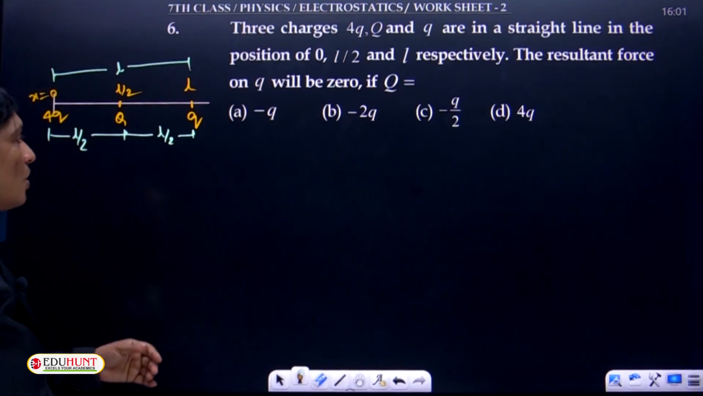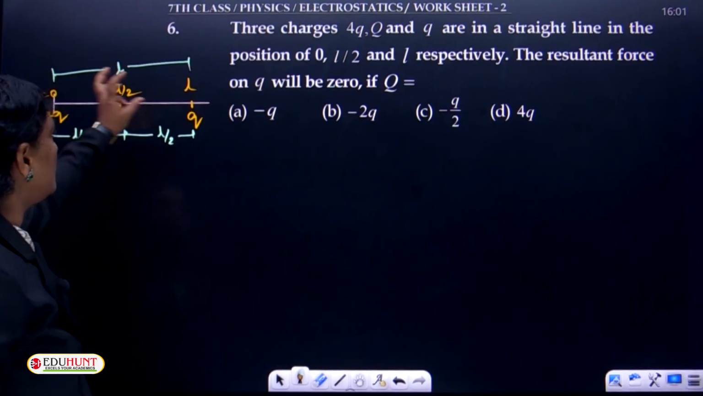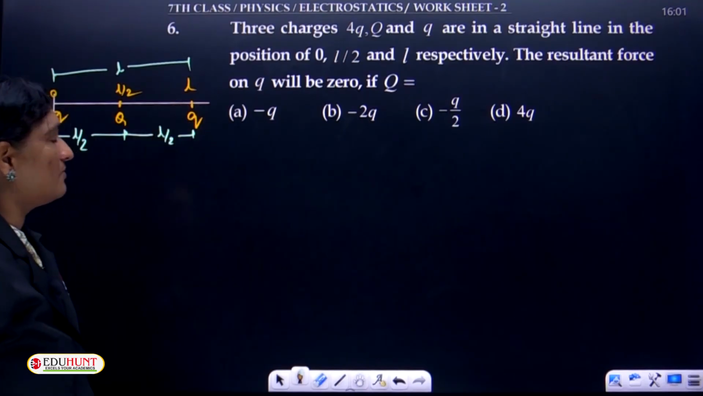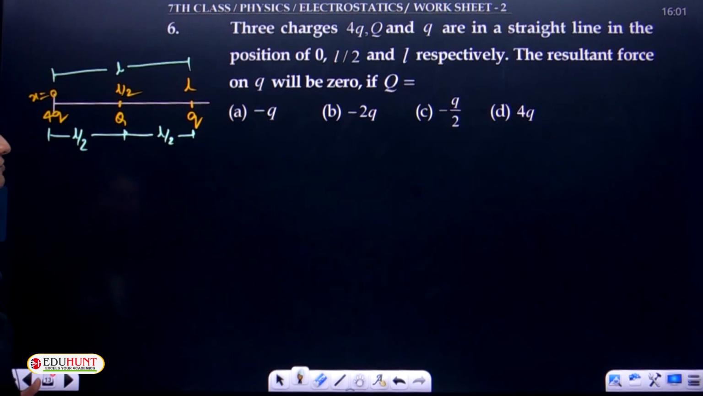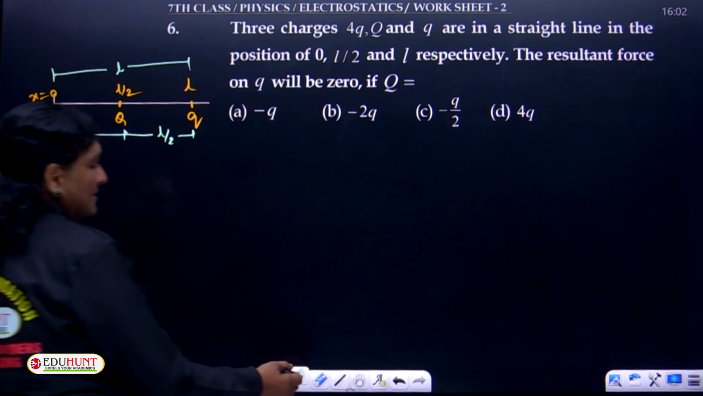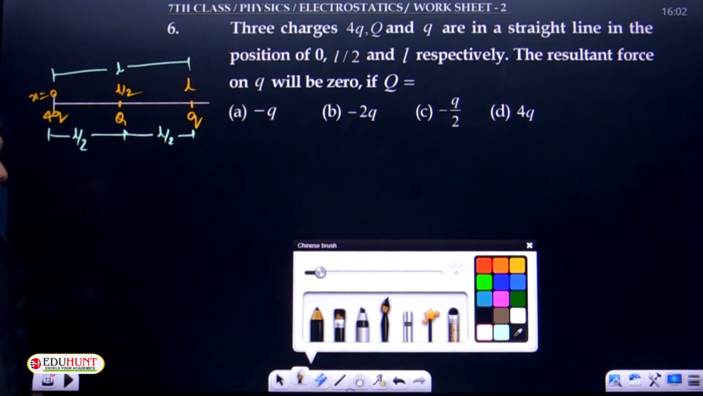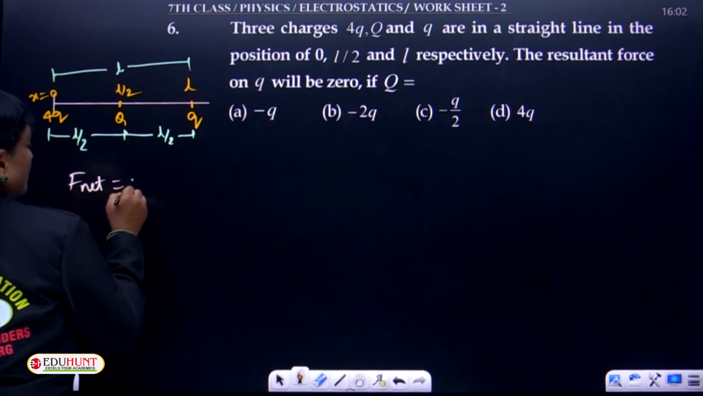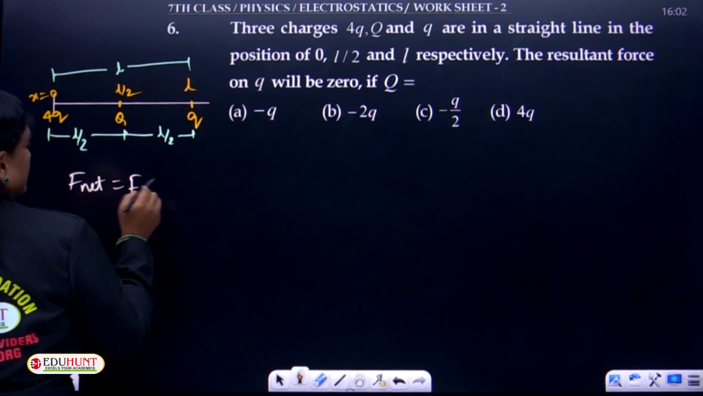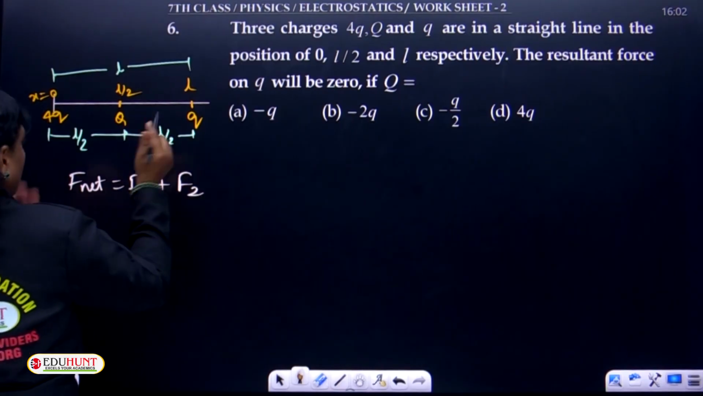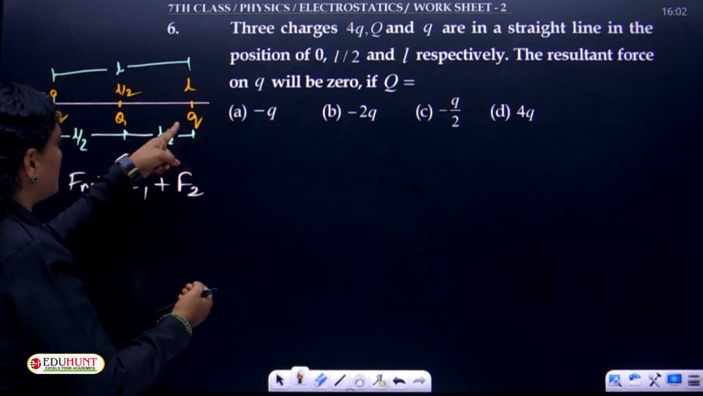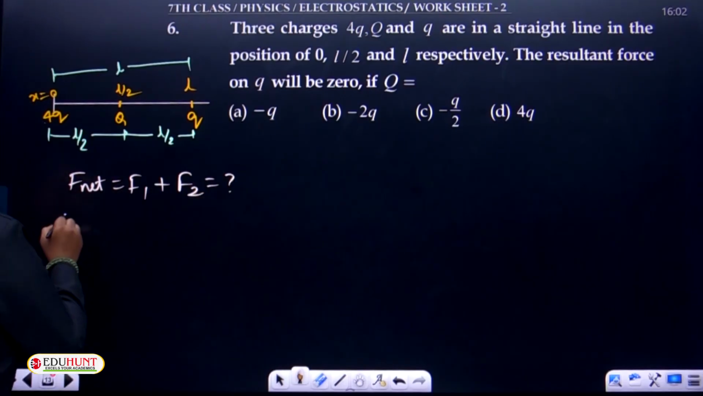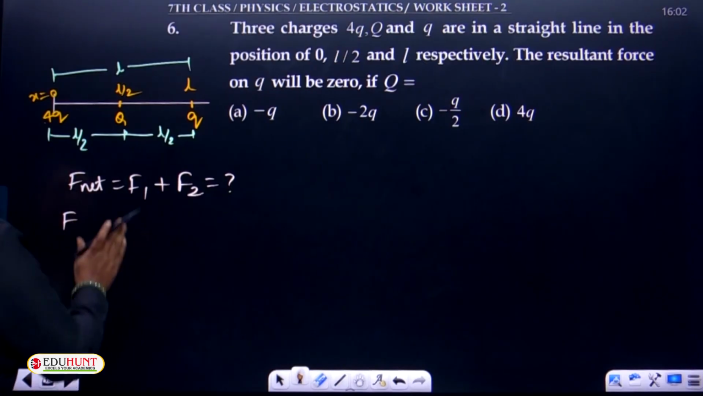The resultant force on q will be, so this 4Q also exerts some force on small q. Capital Q also exerts some force on small q. So it asks you to find out the resultant force acting on the charge q. In order to find the resultant force, F net equals the force between the two charges, so 4Q on q as well as Q on q.